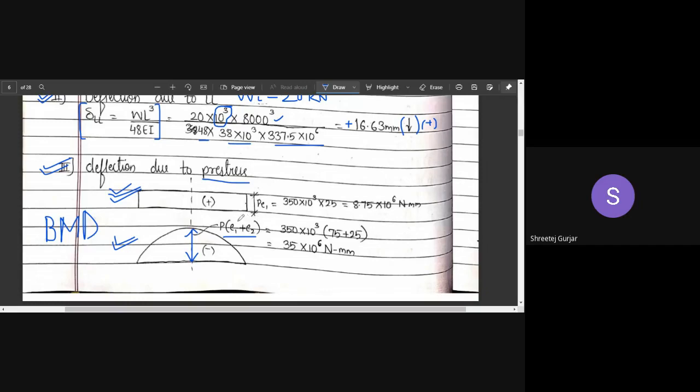Do not consider plus or minus in your eccentricities; directly add whatever values are given. 75 plus 25. What is the maximum value? It is 88.75 into 10 power 6 Newton mm. We are talking about the height of this bending moment diagram, the maximum height at the center span. Now, what is the length of this bending moment diagram? Can anyone tell me what the length is?